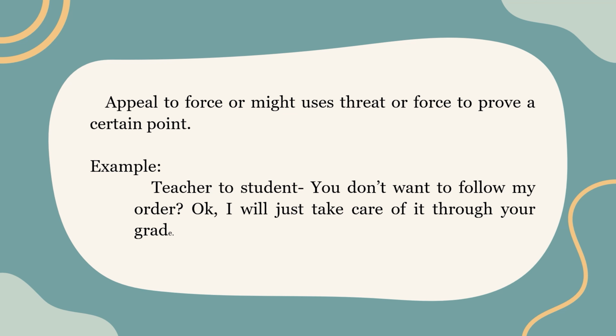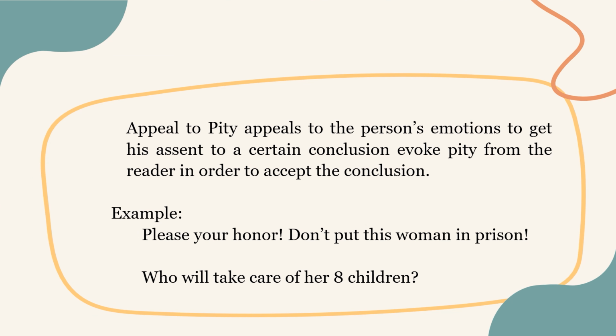The appeal to pity appeals to the person's emotions to get his assent to a certain conclusion, evoking pity from the reader in order to accept the conclusion. Example: please your honor, don't put this woman in prison. Who will take care of her 8 children? The appeal to pity fallacy relies on evoking the reader's emotion, particularly pity, to gain agreement with a particular conclusion.